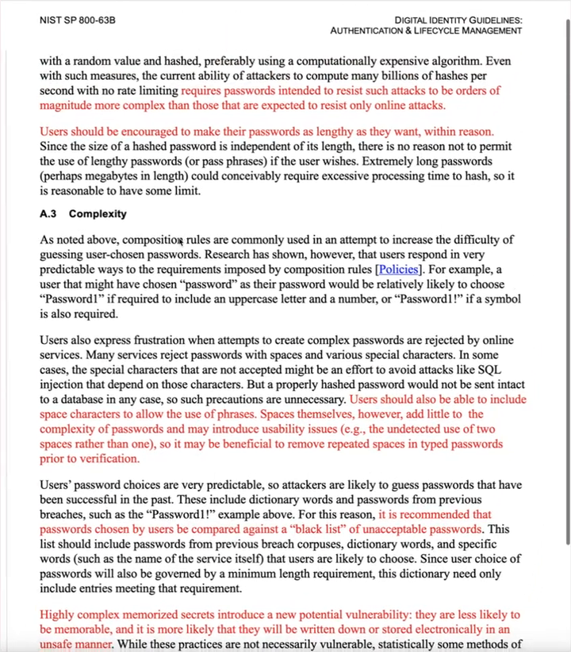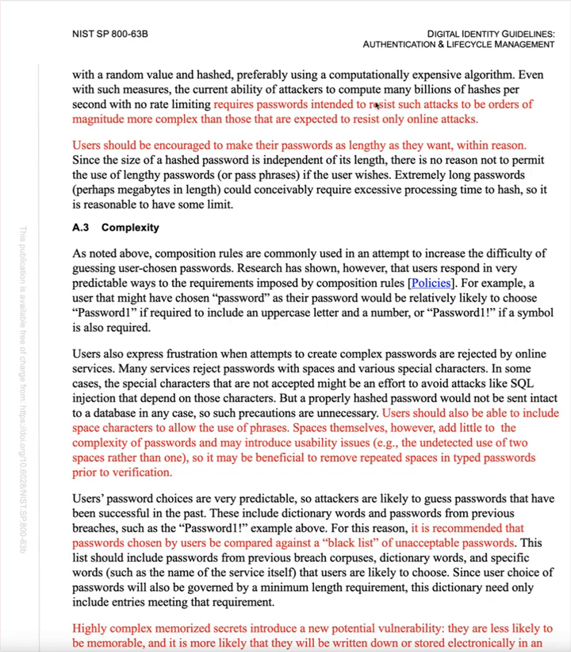Okay, so let's see. We're discussing the length. We saw that salting and hashing values are used for the storage of the passwords. Those are computationally expensive algorithms, so they require some time to calculate. Even with such measures, the current ability of attackers to compute many billions of hashes per second with no rate limiting requires passwords intended to resist such attacks to be orders of magnitude more complex than those expected to resist only online attacks. So it's serious, because since they have access to the stored value, there is no rate limiting in that case, and it's an offline type of attack.